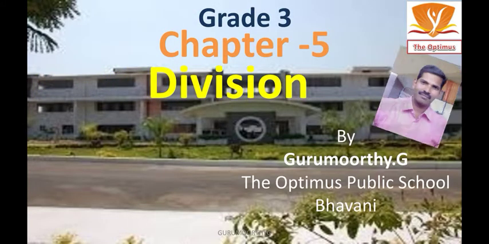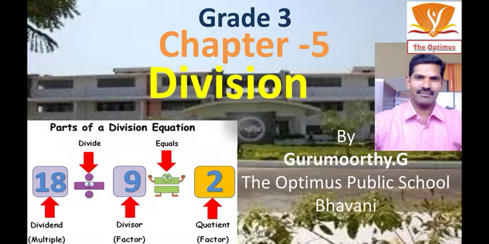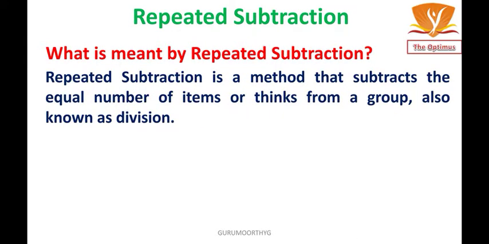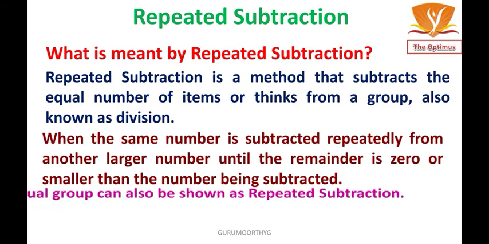Today we are going to continue chapter 5, division. In this video, we are going to learn repeated subtraction. What is meant by repeated subtraction? Yes, repeated subtraction is a method that subtracts an equal number of items or things from a group, also known as division. When the same number is subtracted repeatedly from another larger number until the remainder is 0 or smaller than the number being subtracted. Dear kids, equal groups can also be shown as repeated subtraction.